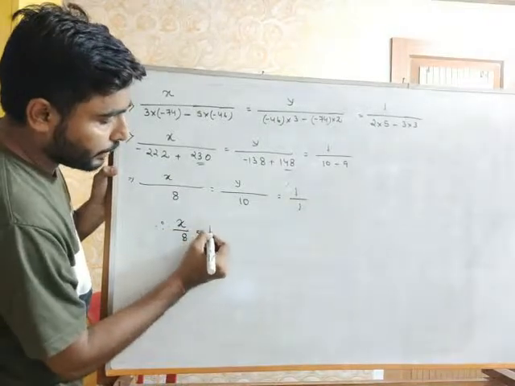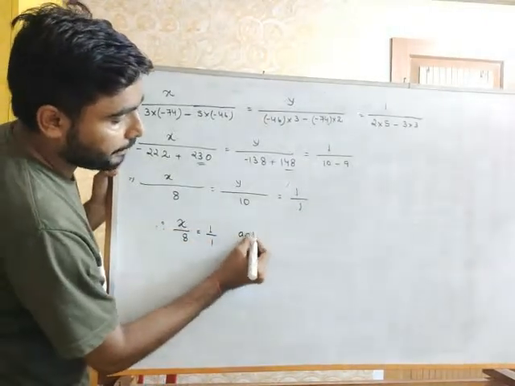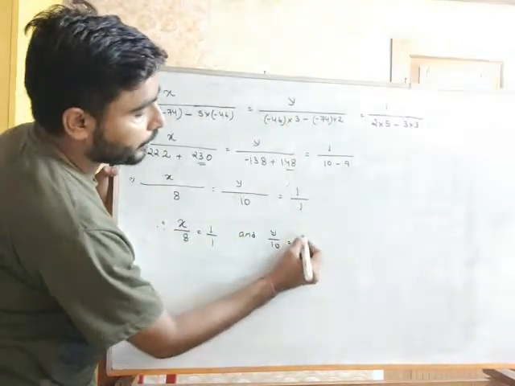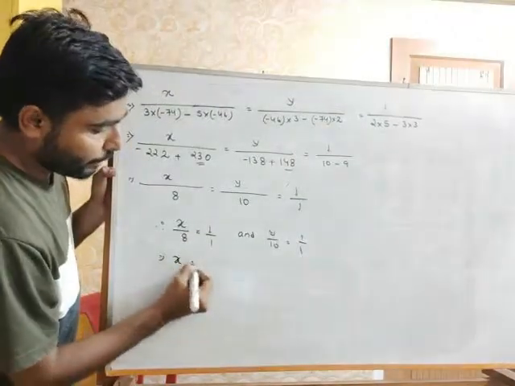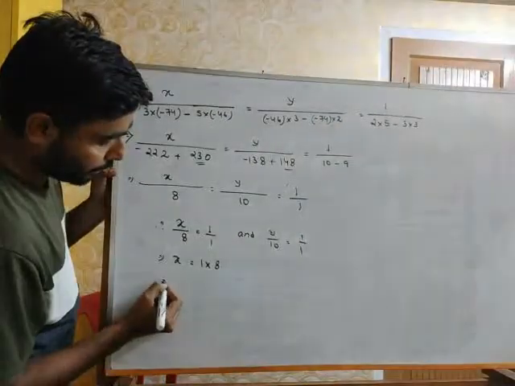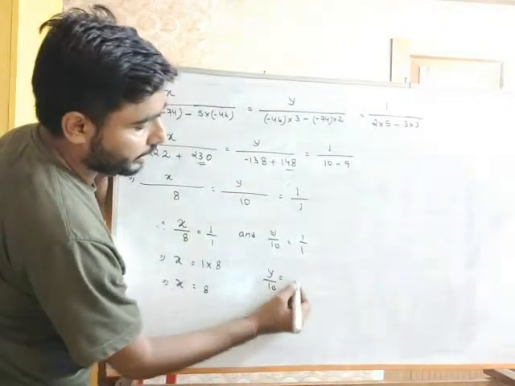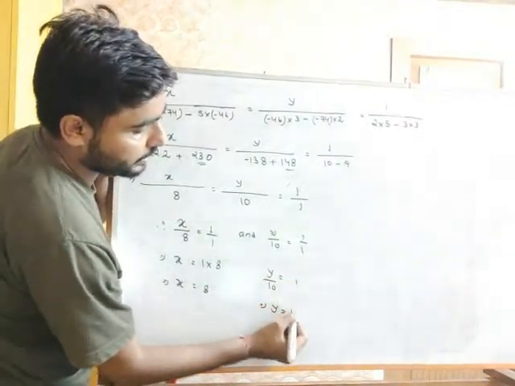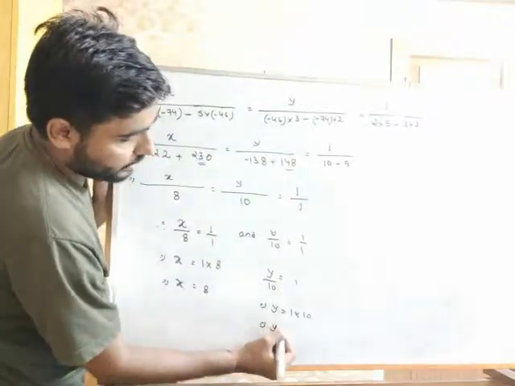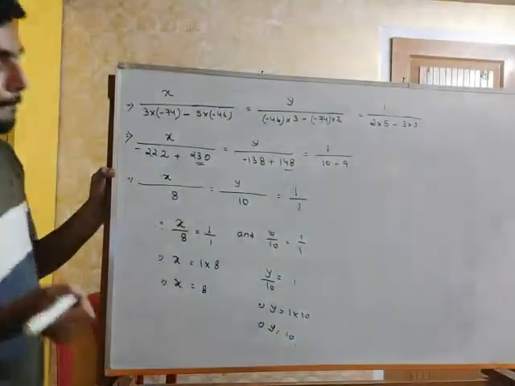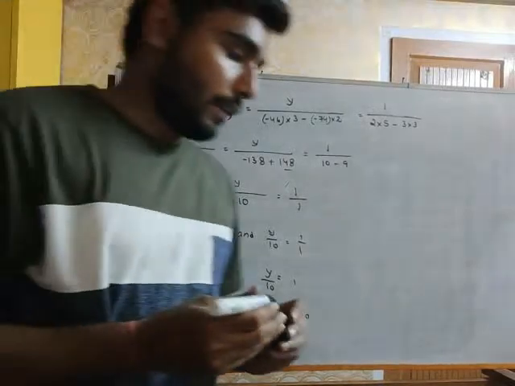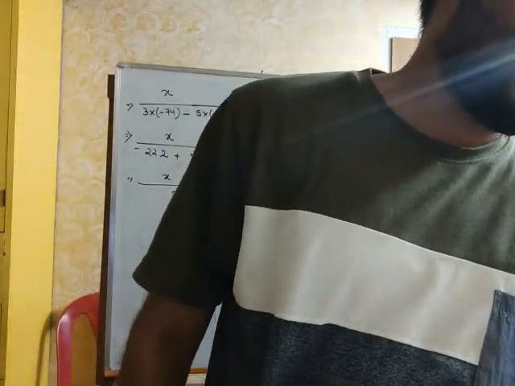Therefore x by 8 will be equal to 1 by 1, and y by 10 will be equal to 1 by 1. 1 by 1 is 1, 8 here will multiply. So x value is 8 and y by 10 is equal to 1, which implies y is equal to 1 into 10. y is equal to 10. Is it clear, everyone? This is how we need to solve the method of cross multiplication.